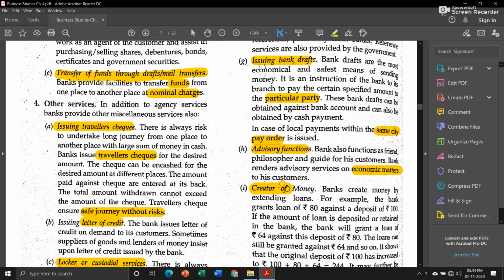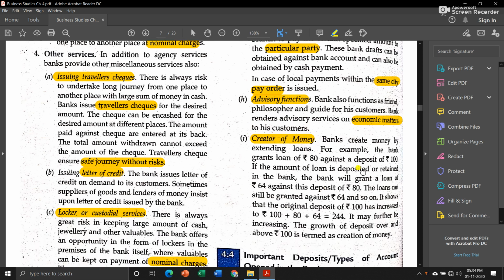The next is creator of money. Now creator of money, what is meant by that? That banks create money by extending loans. Creating money doesn't mean that they can print any amount of money. No, it is not like that. Now let us read one example.